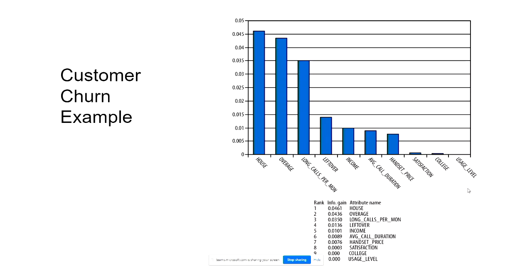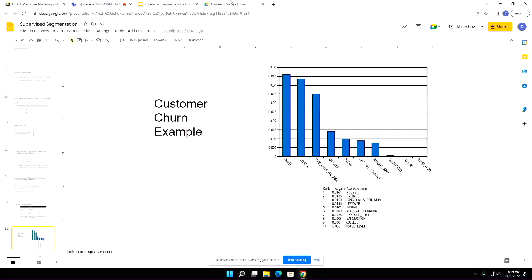And so we are going to see a graphic like this, and we're going to be able to talk a little bit about the business context and decide, okay, well, what actions could the company potentially take based on this information? So that's where we're going to be headed with this. So that's a look at information gain.